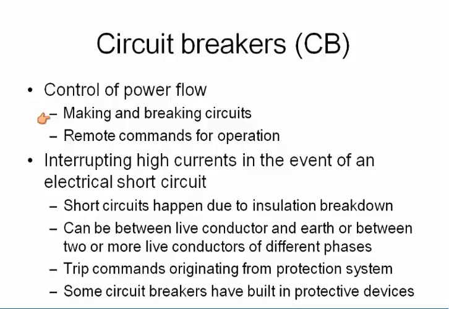Circuit breakers make and break currents in circuits, with remote command for operation. You can have a protection system, a relay and instrument transformer system that gives signals to the breaker. So the relay senses the fault and initiates a trip command. It interrupts high current in the event of a short circuit. Short circuits can happen due to insulation breakdown, and can be between a line conductor and earth or between phases. The relay gives a trip command.